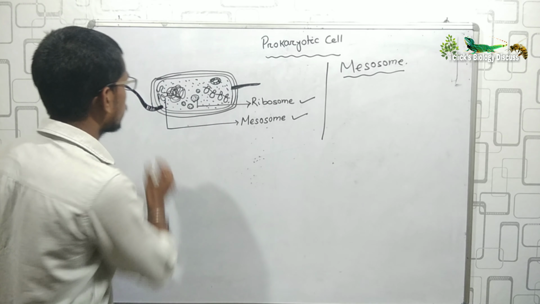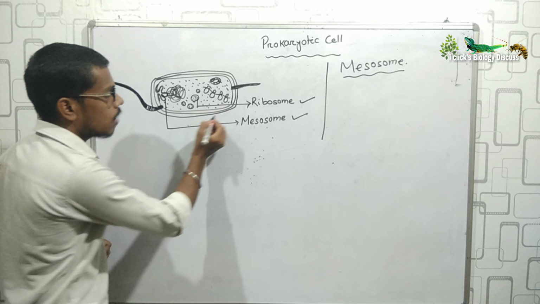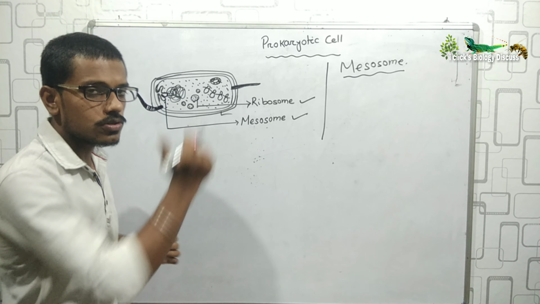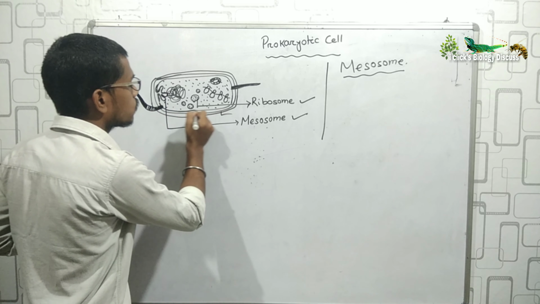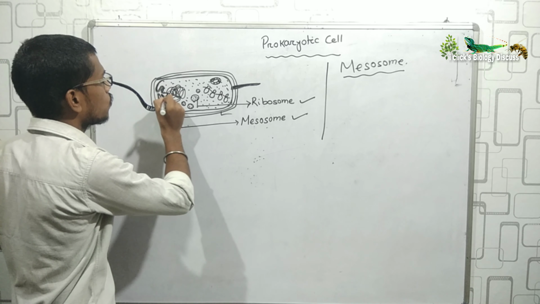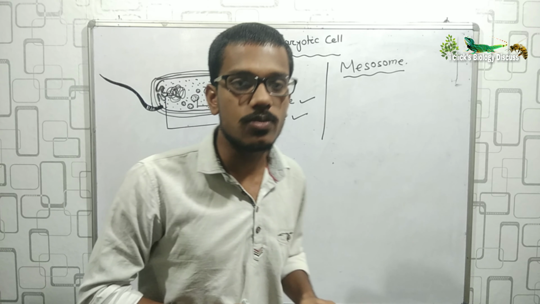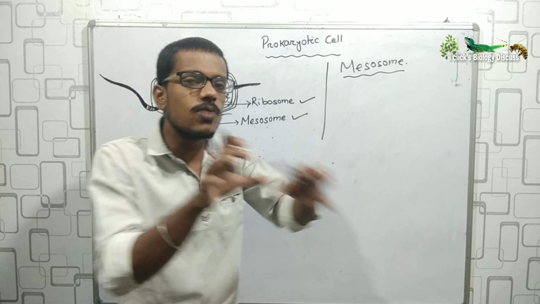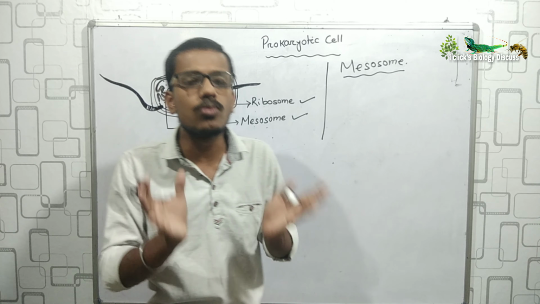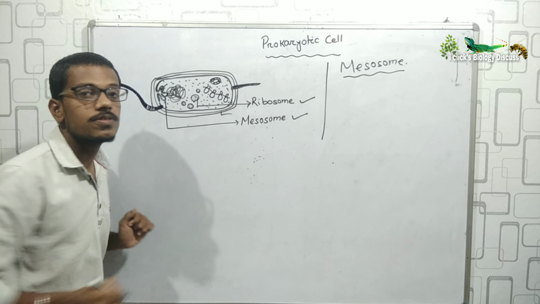See here, this is the infoldings of the plasma membrane. The outer covering is the capsule. Inner to the capsule there is the cell wall, and inner to the cell wall there is the plasma membrane. Sometimes this plasma membrane shows ingrowths or infoldings inside the cytoplasm. These infoldings make some vesicular or tubular structures, and that is called the mesosome.